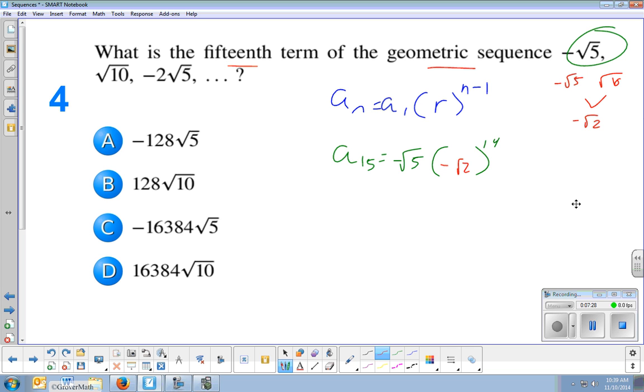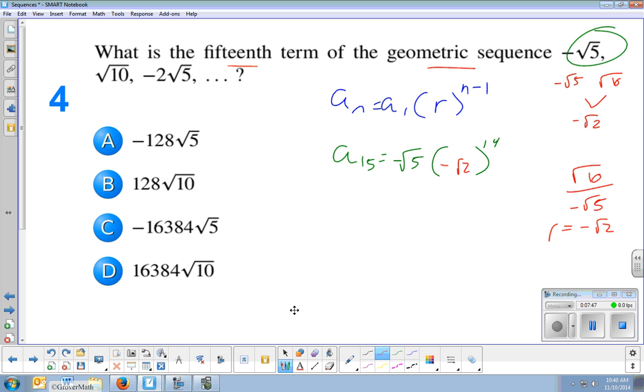Now again, that may not be as obvious for other people, so what could you do? You could divide. Take any term, like rad 10, and divide it by the term before it, negative rad 5. And you would divide, positive divided by negative is negative, and rad 10 divided by rad 5 is rad 2. And so you could just simply do that.